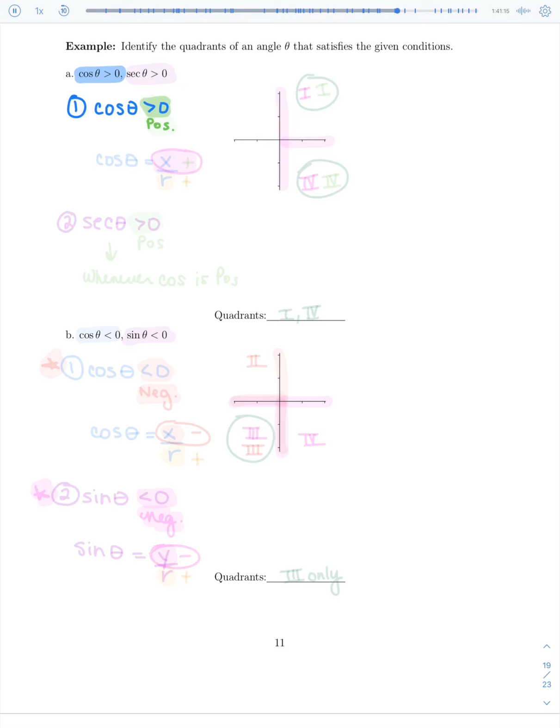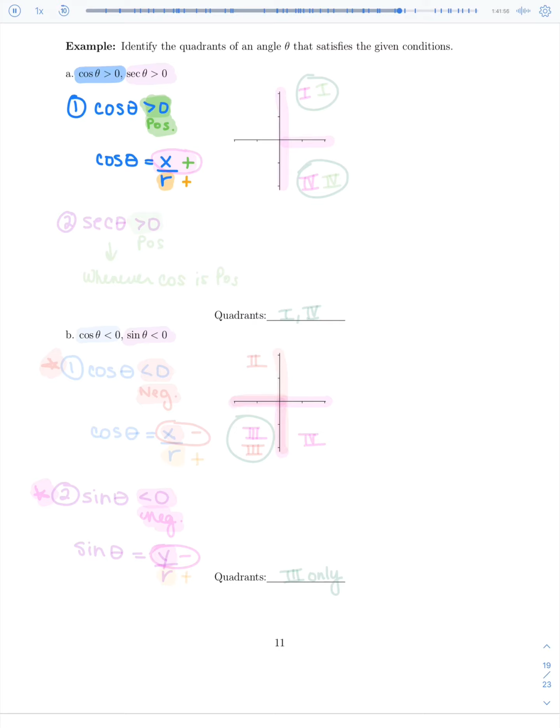Okay, well then we need to start talking about what is cosine. Cosine is the adjacent over hypotenuse, which is, remember, an x over the hypotenuse r. We already know that r is always positive because it comes from the Pythagorean theorem. So the only way for us to get a positive value, something greater than 0, for our cosine is if the top is also positive, because we'll have a positive divided by a positive, which is a positive.